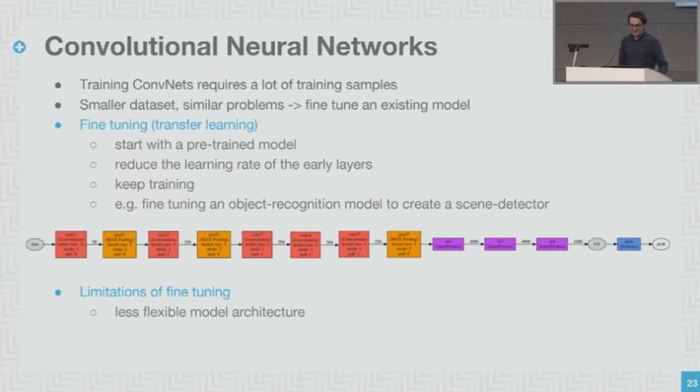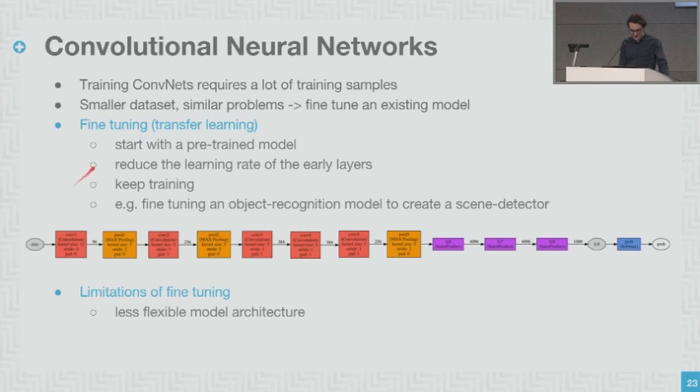So the thing about convolutional neural nets is training them requires a lot of training samples. And we usually have smaller data sets. But if you have similar problems, we have an option. Instead of training everything from scratch, we can fine-tune an existing model. This is also called transfer learning. We can borrow parameters that were already trained on another task to train it on our problem of interest.